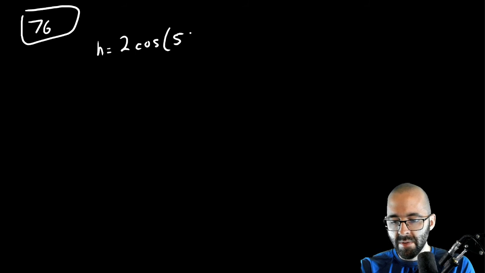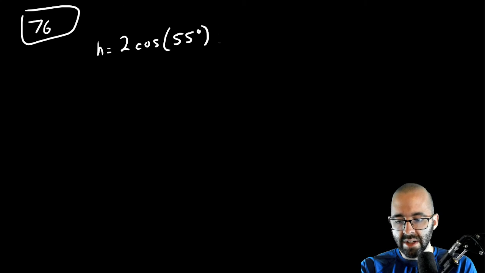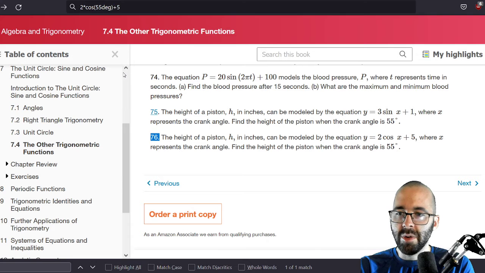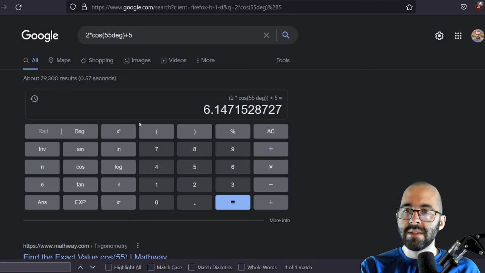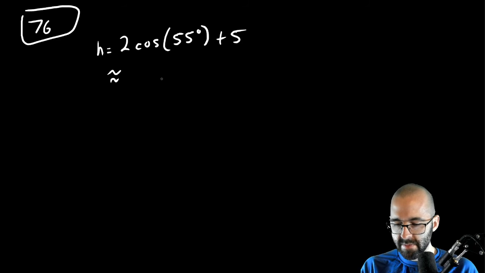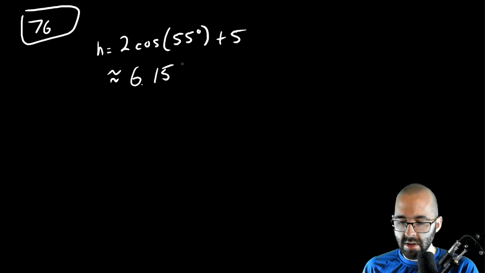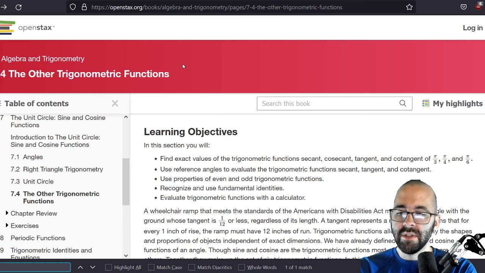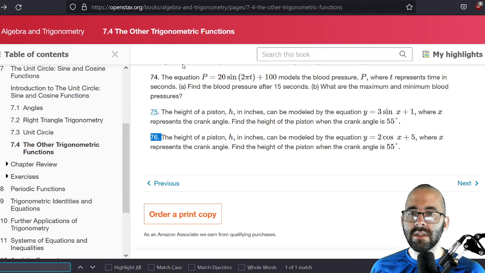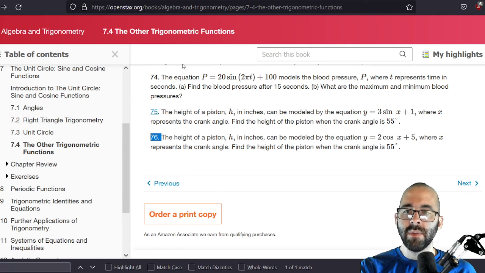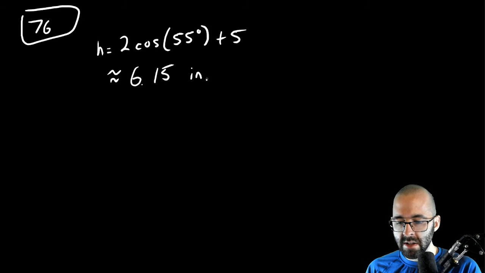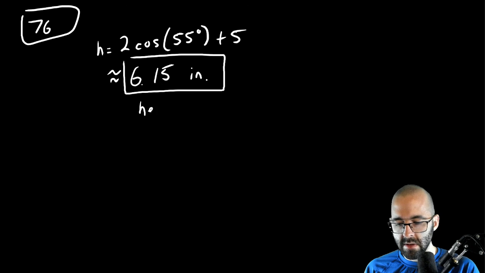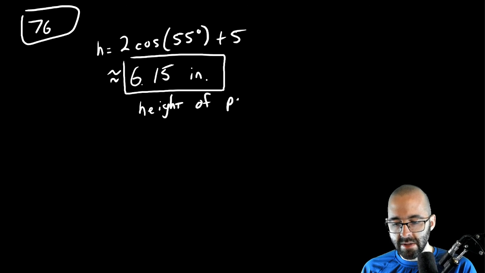We should write it out, right? Let's just write out the whole thing. H is going to be 2 times the cosine of x. It's 55 degrees. Plus 5. Type that into a calculator. We got 6.15. What are our units here for number 76? The units are inches. All right. The height of this piston is going to be about 6.15 inches. And that's all there is to it.